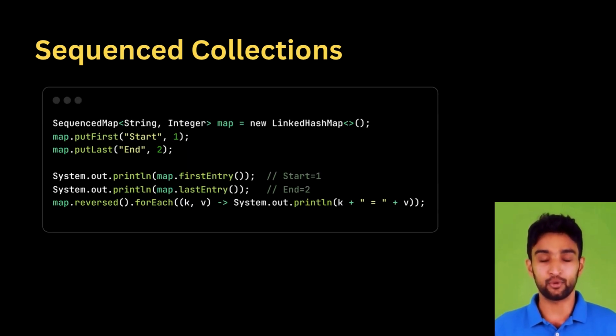Maps also benefit from the new sequenced collection model. The new SequencedMap interface allows you to add first and last elements, retrieve the first and last elements directly, and reverse the entire map view as well. And here is a sample code for the same.